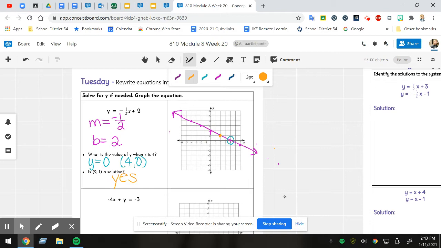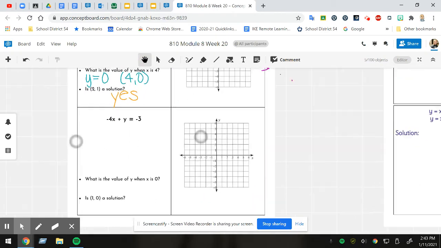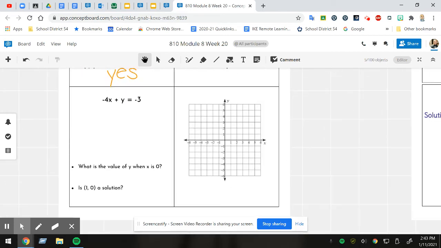Excellent. All right, our next equation, you're probably noticing it looks a little different because it's not in y equals. We need to get y by itself in order to graph it. So if you look on the left side of the equation, there's that -4x. We just want to move it to the right side. So we're going to add 4x to both sides. And then you notice that cancels, so we get y equals.